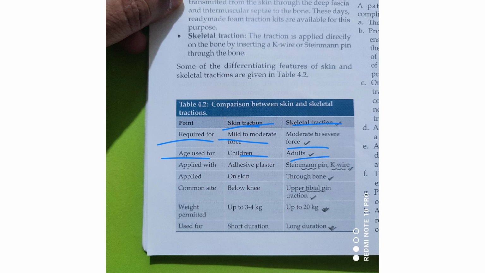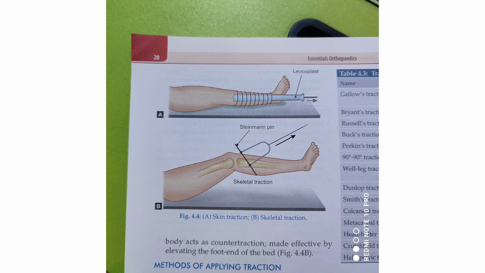Skin traction is used in children, while skeletal traction is used in adults. Skin traction uses adhesive plaster on skin. Skeletal traction uses Steinmann pin or K-wire through bone, for example upper tibial traction, up to 20 kg, for long duration. Skin traction is 3 to 4 kg, below knee, on skin, for short duration.